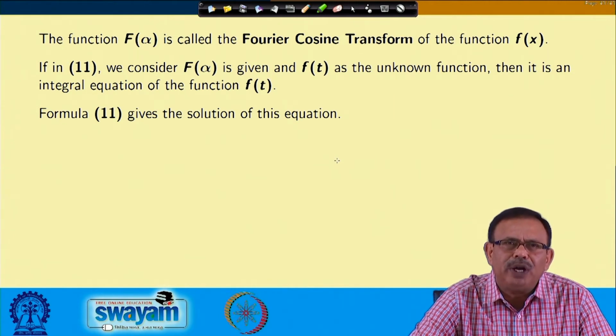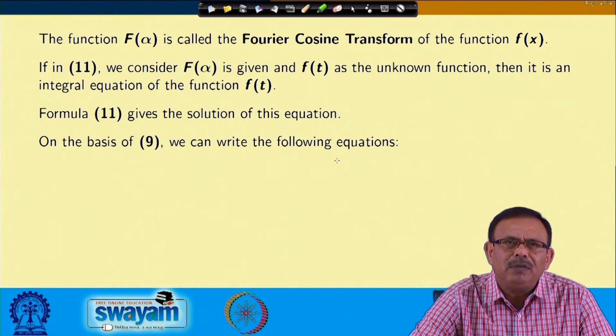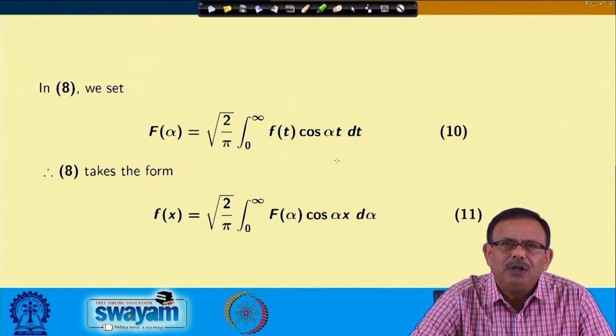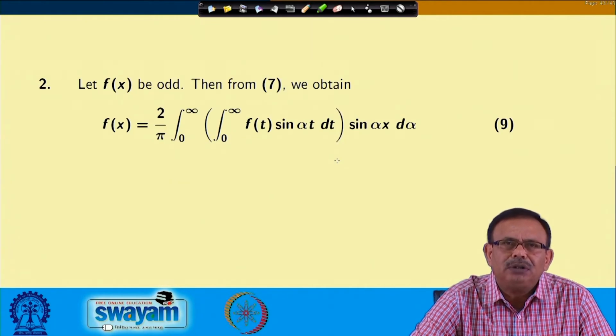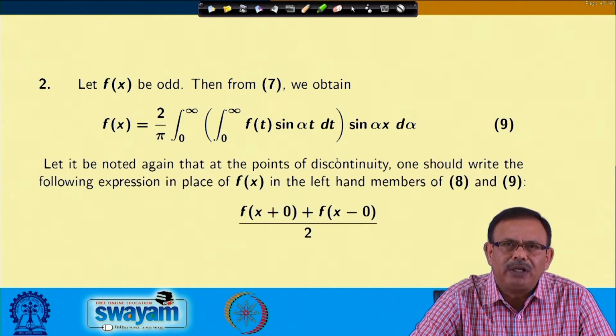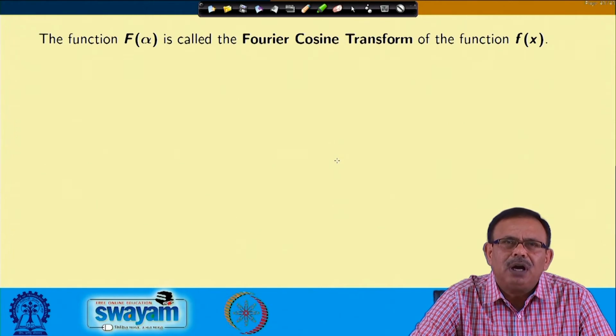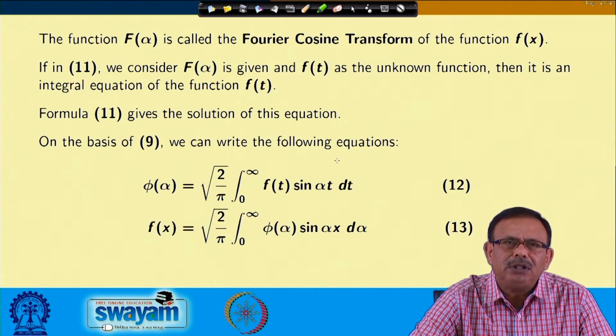And in the same way, formula 11 gives the solution of that, and on the basis of 9, this equation f(x) equals 2 by pi integral from 0 to infinity of f(t) sine of alpha t dt into sine of alpha x d alpha. Using this equation I can obtain this.